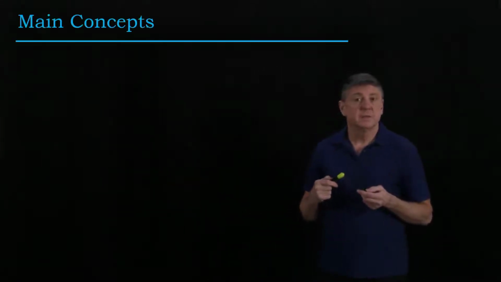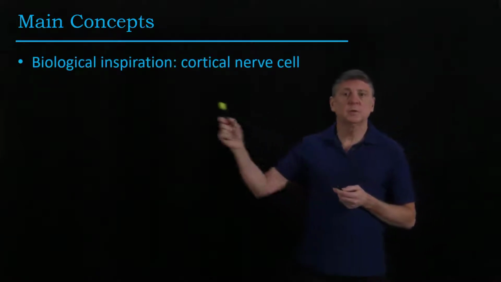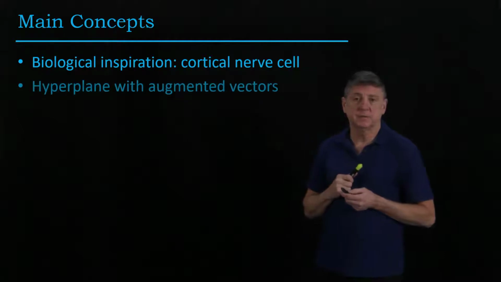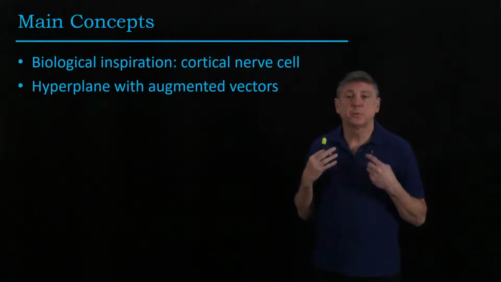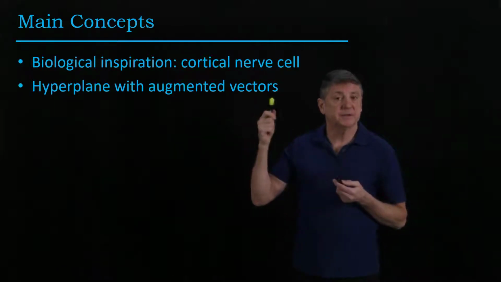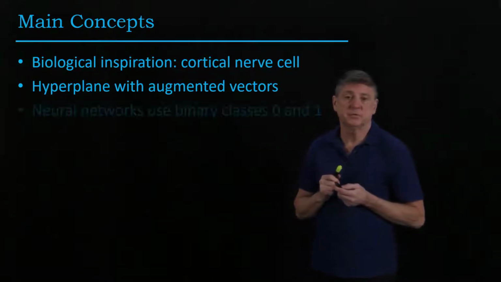Welcome. In this lecture in linear data analysis, we'll begin our exploration of artificial neurons. These are the elements of an artificial neural network. The main concepts for this lecture are we'll explore a biological inspiration, which is a particular kind of nerve cell. We'll view these as performing a computation that involves a hyperplane, and we'll use augmented vectors instead of the usual vectors that we've been using.